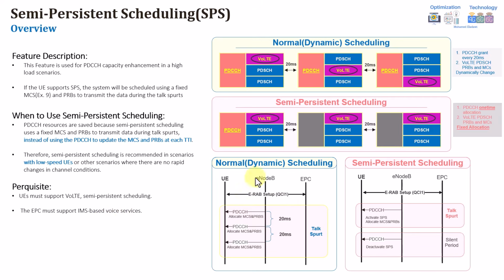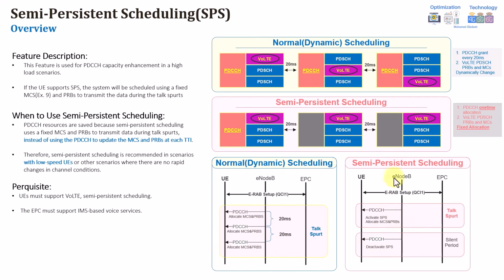And here from the scheduling information, the normal scheduling here, initially you will have an RRC setup, PCI1, and then you will have the PDCCH allocation. For example, this is PDCCH grant or order 1, and every 20 milliseconds there will be a PDCCH allocation. DCI information, for example, is being sent with PDCCH order 1, order 2, order 3.